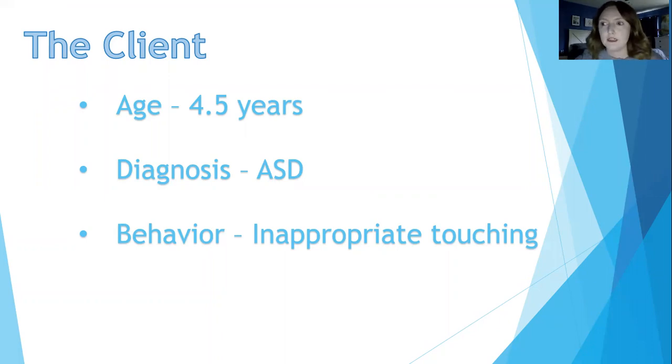An example would be the client putting one or both hands down their pants while playing in the gym, and a non-example would be the client putting their hands down their pants in the bathroom in order to pull them down.